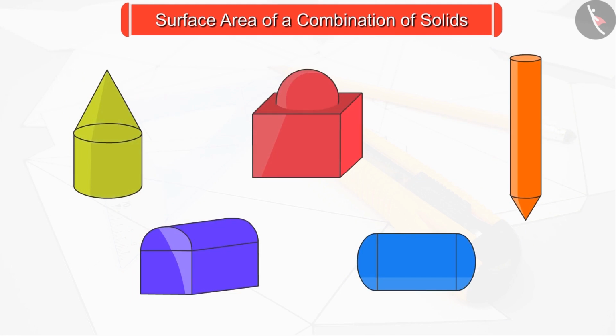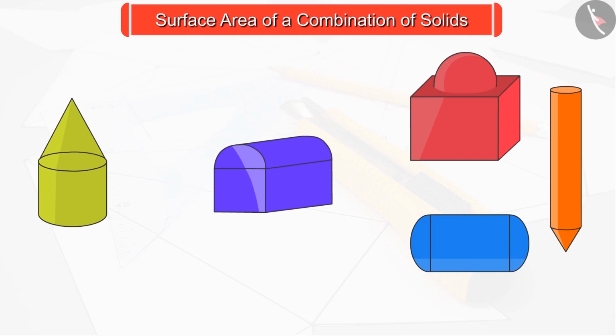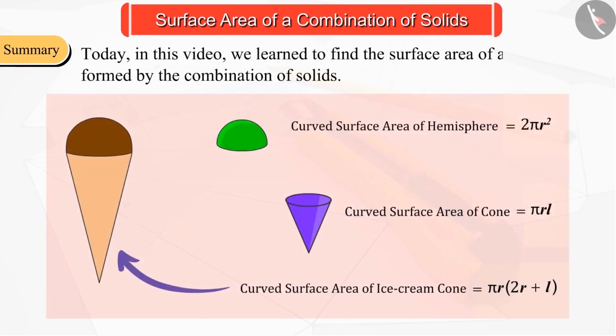Similarly, we can find the curved surface area and the total surface area of a figure formed by combining any two or more figures. Today in this video, we learned to find the surface area of a figure formed by the combination of solids. In the next video, we will see some interesting examples based on it.